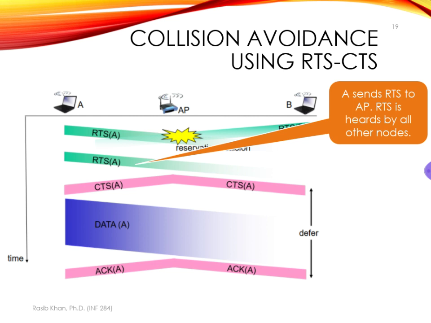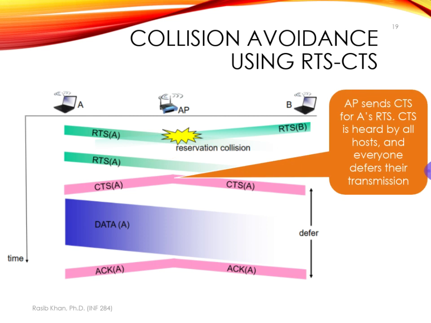The access point receives the RTS packet, and when it successfully receives the RTS, it sends out a clear to send announcement to all the nodes which are within its range. This implies that every other node which is within the connectivity range of the access point now needs to wait until A finishes its transmission session.